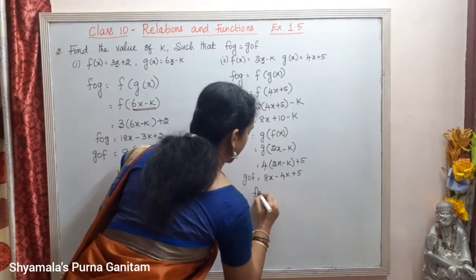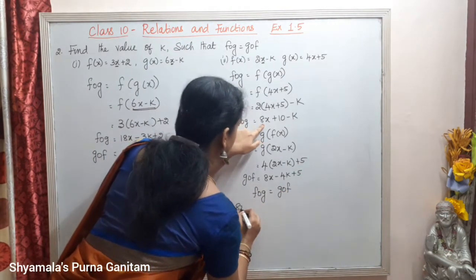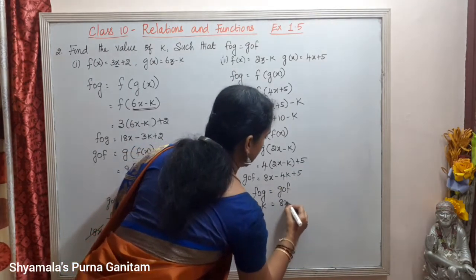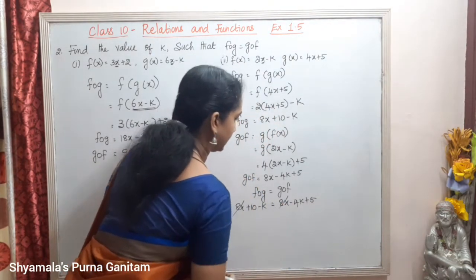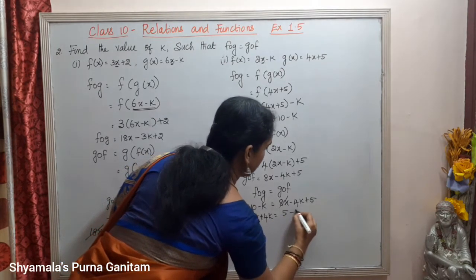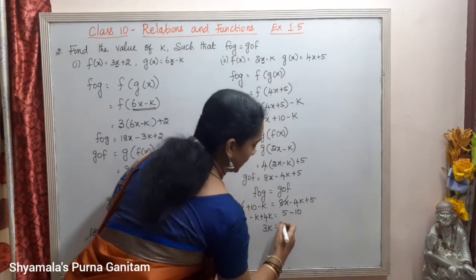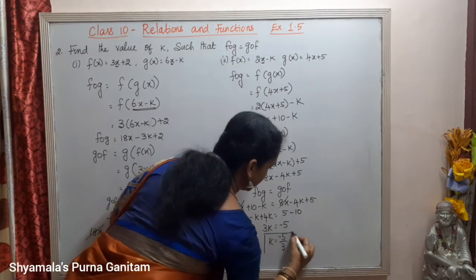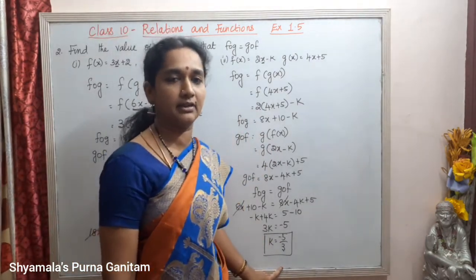So we have to equate f of g and g of f. So f of g is 8x plus 10 minus k is equal to g of f, 8x minus 4k plus 5. So 8x and 8x will get cancelled. So minus k plus 4k is equal to 5 minus 10. So 3k is equal to minus 5. So the k value is minus 5 by 3. They are asking us to find the k value, so the k value is minus 5 by 3.